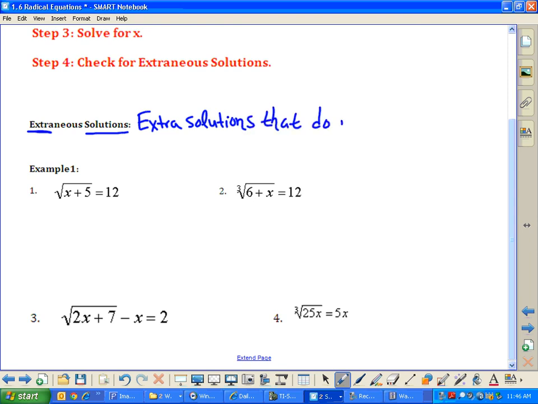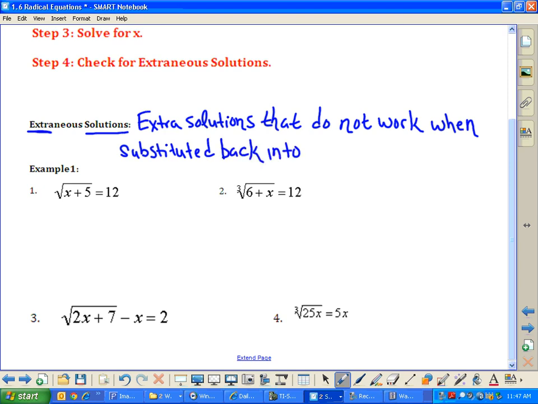Extra solutions that do not work when substituted back into the original, emphasis on that word, the original equation. Extraneous solutions are defined as extra solutions that do not work when you plug them back into the original equation. You must always check your work.